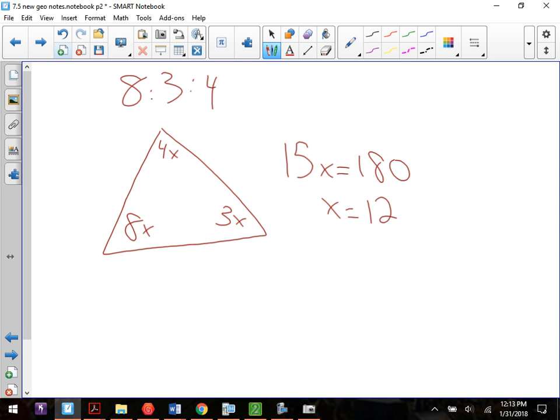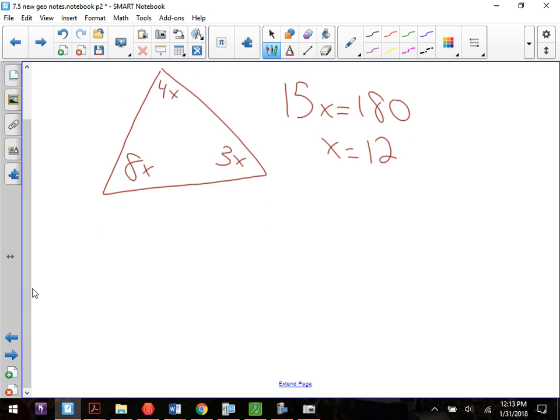You get 12. But also remember, the questions themselves won't always just ask you to find the value of x, find the common value. They're going to ask you to also figure out what the angles were. So if you have to figure out what the angles were, that means you have to go back and substitute in 8 times 12, 3 times 12, 4 times 12. 96, 36, and 48.